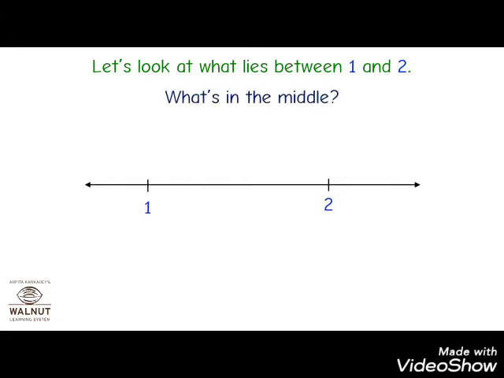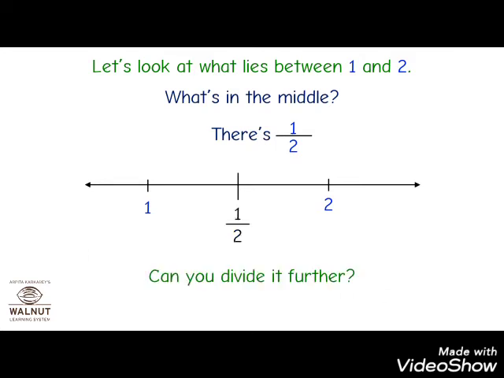So what's in the middle? There's 1 upon 2, that is half. Can you divide it further? Yes. Dividing 1 and half will give you 1 upon 4, that is 1/4, a quarter. And dividing the section between half and 2 will give you 3 upon 4, which is 3/4.